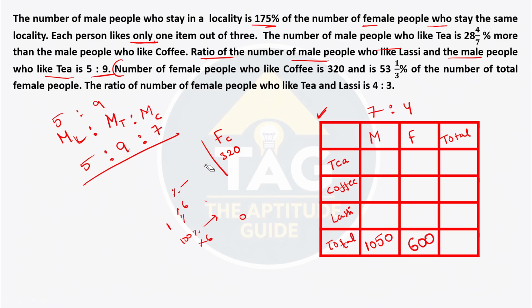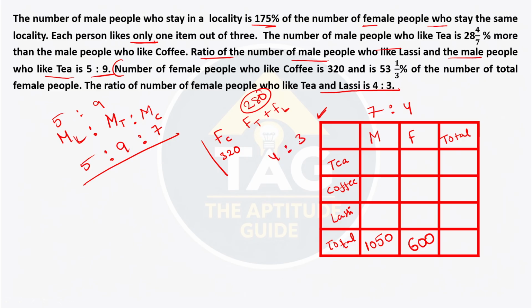Let's get back to this again. Among the total number of females, females who like coffee are 320. So females who like tea plus females who like lassi should be 280, as total number of females are 600. As this is known as 320, this should be the remaining value. So it has to be 280 now. And do we have any other information about number of females who like tea and number of females who like lassi? Yes. That's given as 4 is to 3. Female tea is to female lassi. Female tea is 4 parts, female lassi is 3 parts.